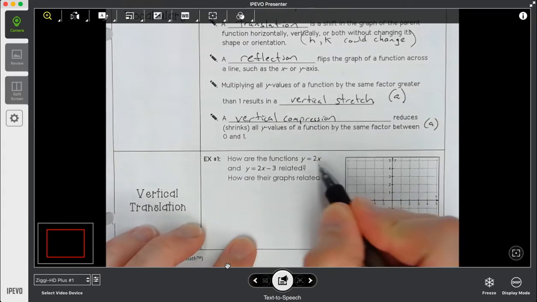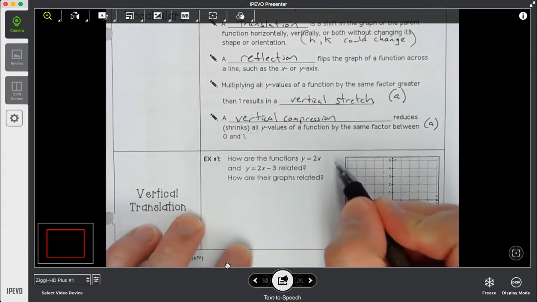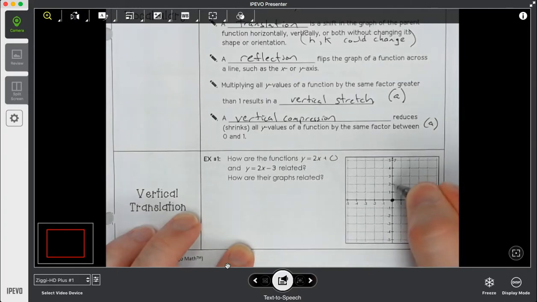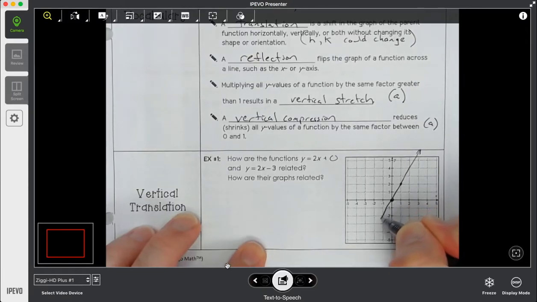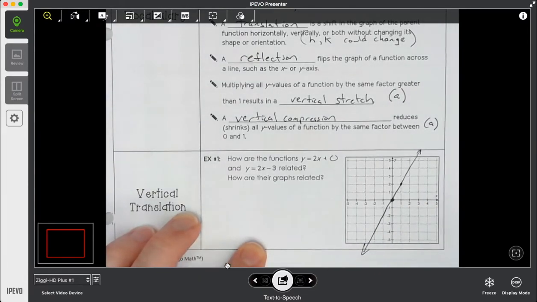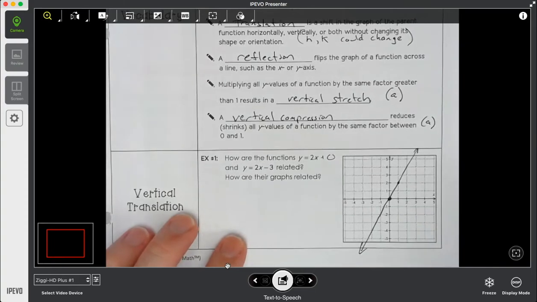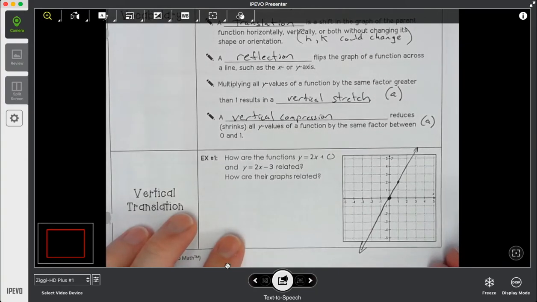The first thing we're going to want to do is graph our y equals 2x. Since it doesn't have an intercept, we can assume there's a plus 0 there, so our y-intercept is 0. Since my slope is 2, I'm going to go up 2, right 1, and then I can draw my line. So there's y equals 2x. Hopefully you can see the different color. I'm going to draw y equals 2x minus 3 with my red pen instead.